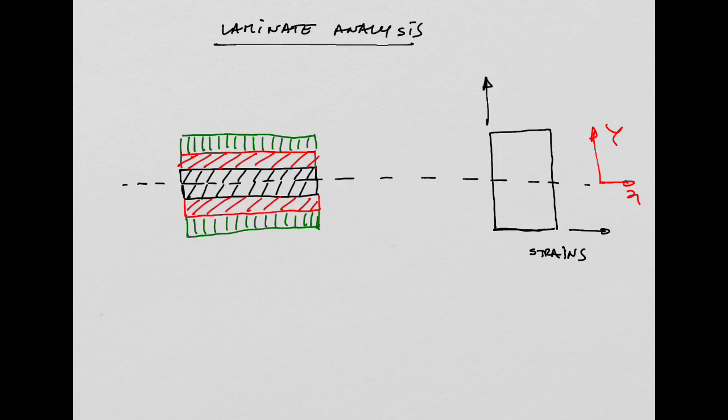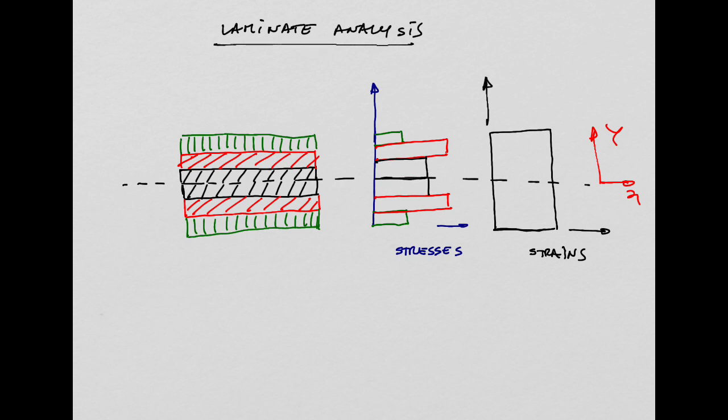However, because of the different orientations of the plies, the same will not happen for the stresses. So if these are my stresses, I might have something like this. For the green one, I will have stress of this level. For the red one, I might have a stress of this level. For the one in the center, I might have a stress like this. You see?